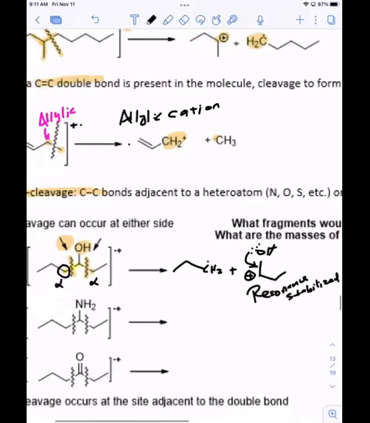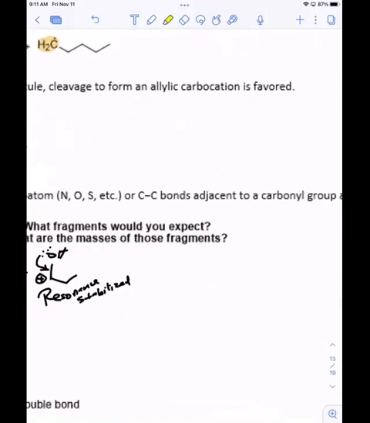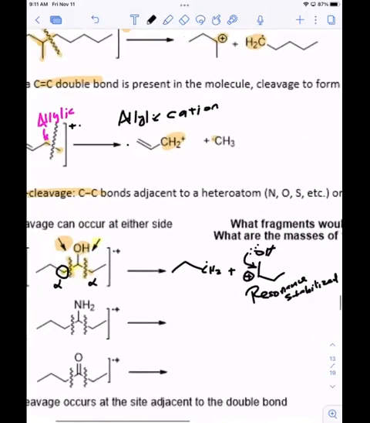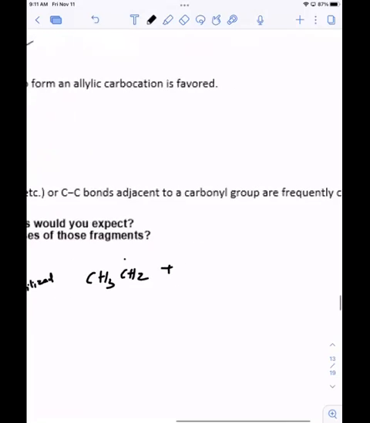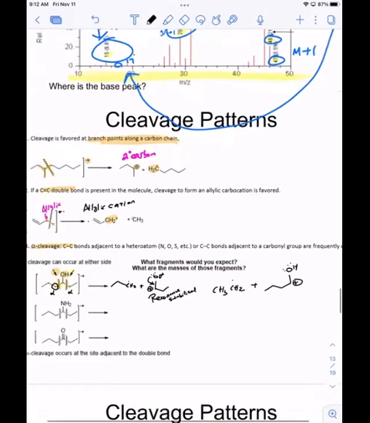And then obviously if I cleave the other side, I'm going to get 2 different fragments. I'm going to get a fragment that looks like this, which will be a CH2, CH3. I'll get that. I'm going to make that the radical. And then plus this. And again, I'm going to make that the cation. Right. So that's how we approach a problem like this.